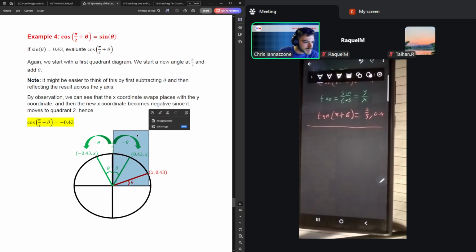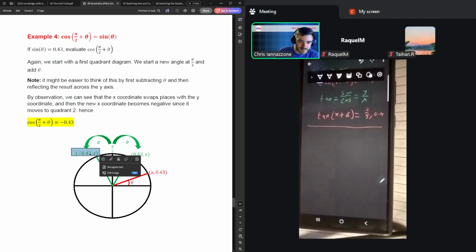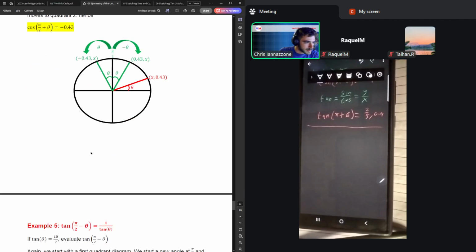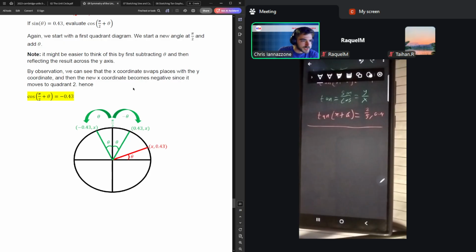Again, you can just ignore this bit, as long as you know to flip anytime you have a pi over 2 type thing, then that's fine as well. Any questions about that one so far? Because tan is going to be another step of complexity. Okay.